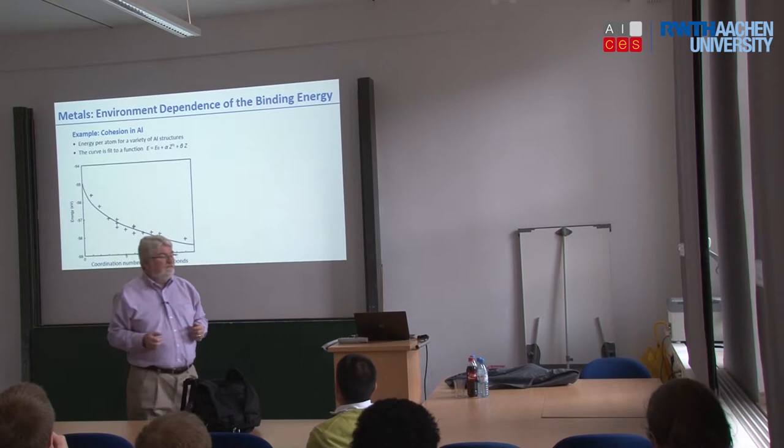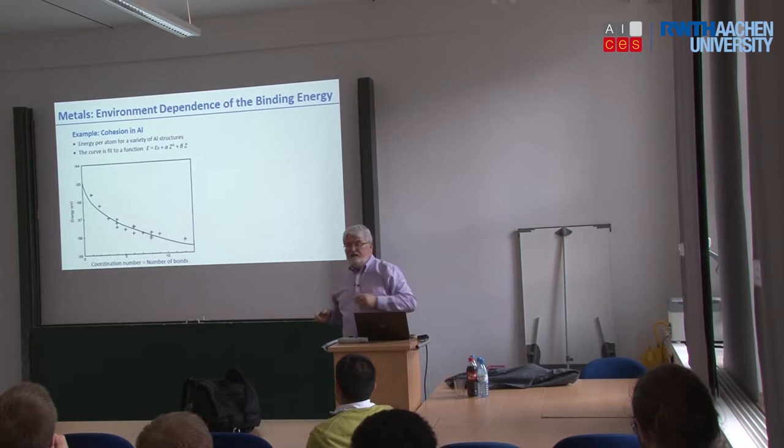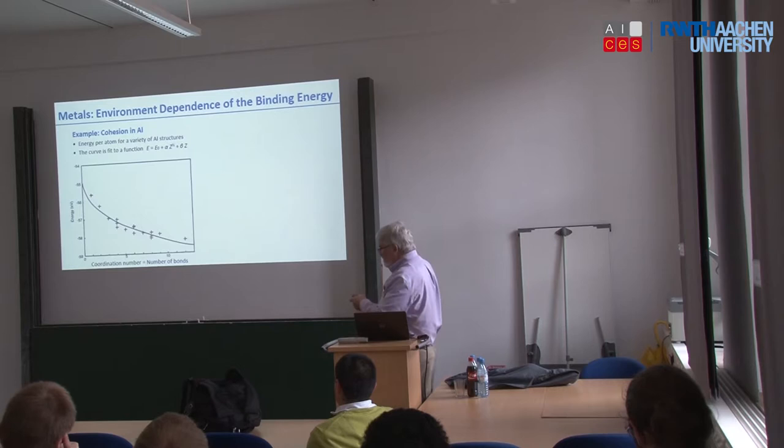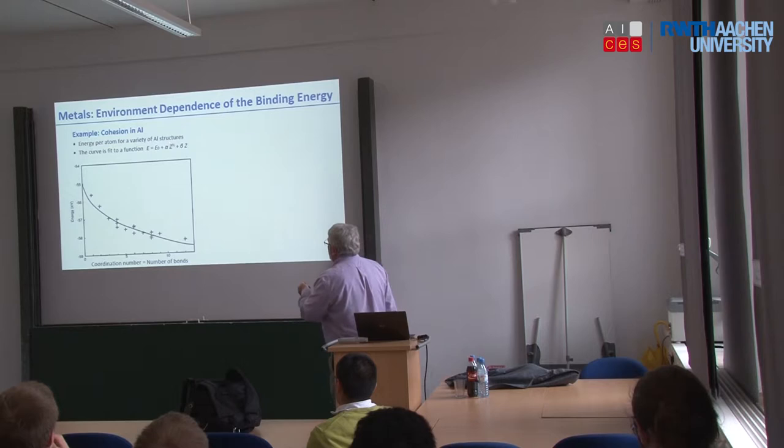So there's always going to be an environmental dependence, and that was missing in the Lennard-Jones. So we want to add that in. And this gives us a clue that says something to do with some form which decreases with the coordination number, the number of bonds that I have.